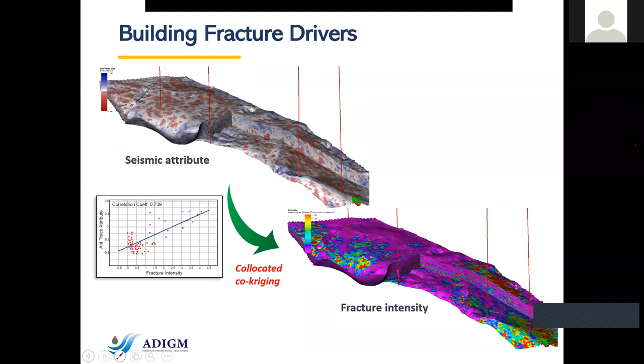Okay. Thank you, Mas, for the answer. The next question is from Lutfi. How can you determine the drill direction type, such as vertical or deviated drilling, regarding your data?